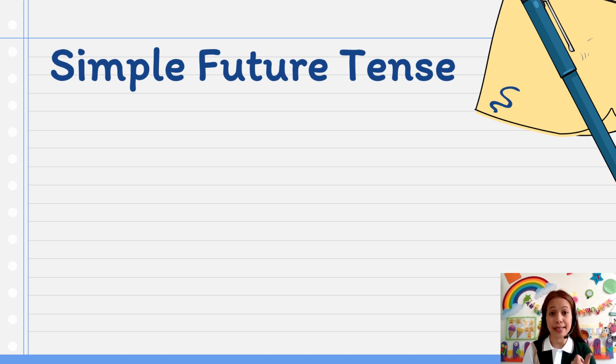Remember, in simple future, we always use the base form of the verbs. Okay? So, if your subject is singular, you will just add will plus the base form. If your subject is plural, you just need to add will and also a base form. Whatever your subject is, you have to use the base form.